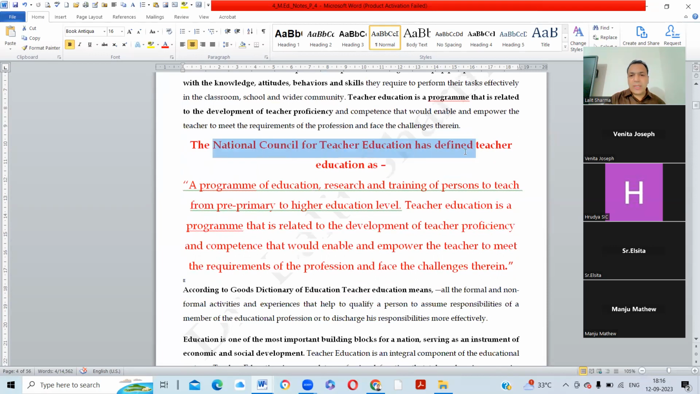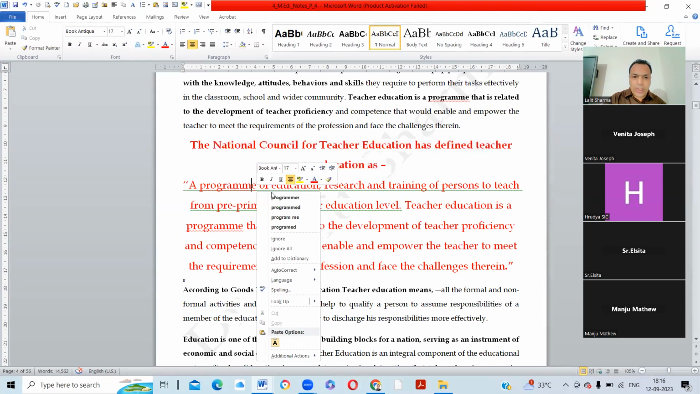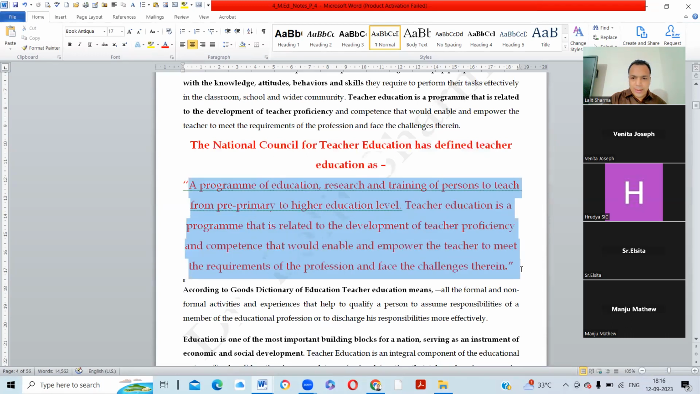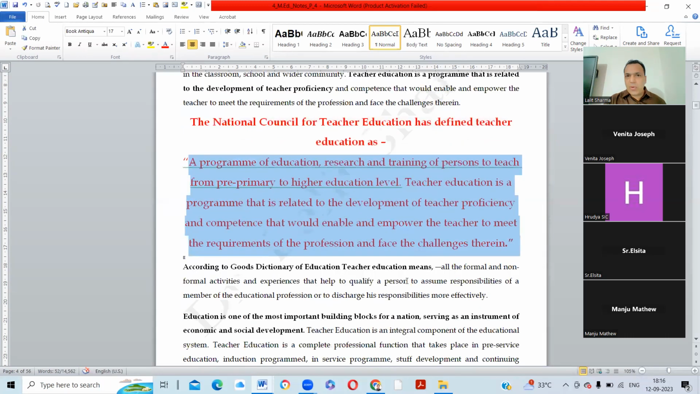The National Council for Teacher Education has defined what is teacher education. Teacher education is a program of education, research and training of persons to teach from pre-primary to higher education level. Teacher education is a program that is related to the development of the teacher proficiency and competencies that would enable and empower the teacher to meet the requirements of the profession and face the challenges therein.